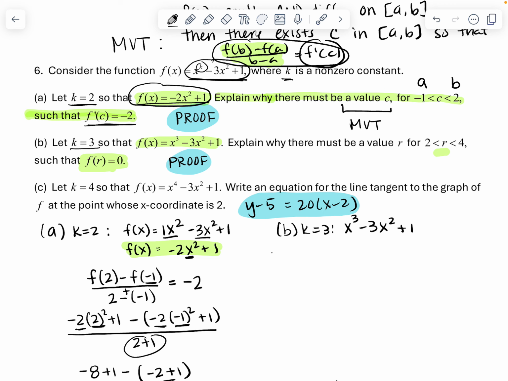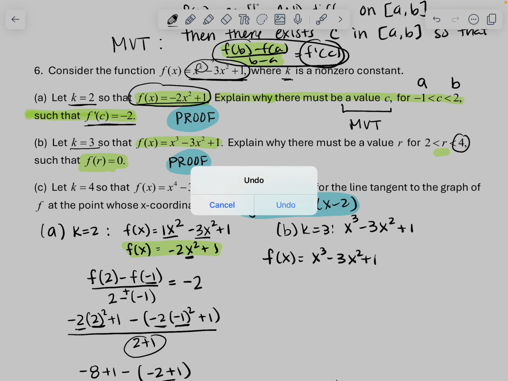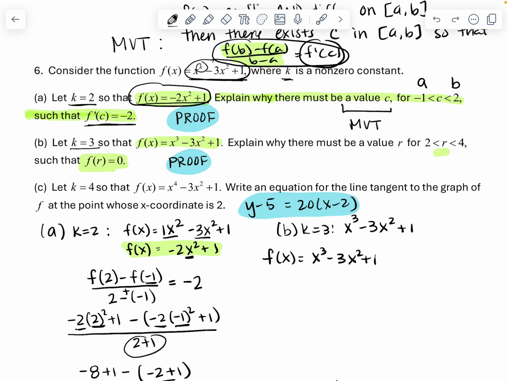So we've got f of x equals x cubed minus 3x squared plus 1. So you guys, let's go ahead and find f of 4. Okay, I'm kind of thinking about this. I thought for some reason that this was f prime. It's not. It's f of r.